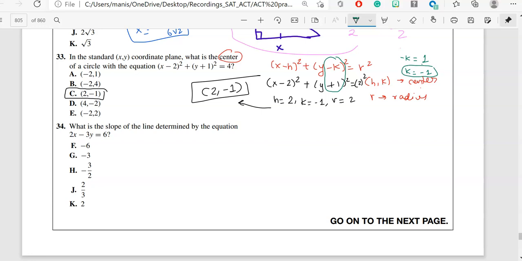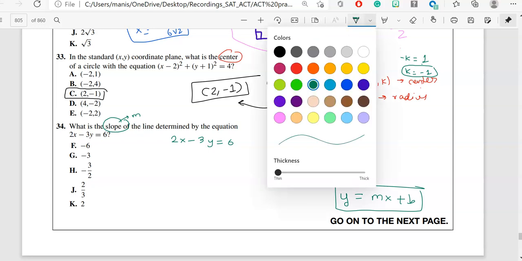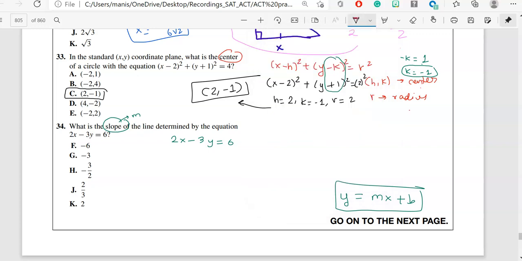Now let's go to the next problem. What is the slope of the line determined by the equation 2x minus 3y is equal to 6? Slope is represented by m. What is slope? Steepness of a line. So we have been given this equation 2x minus 3y is equal to 6. Usually I tell my students, always remember the equation of a line in slope intercept form. If you can change the given equation in this way, then we can easily find out the value of m. So what I need is y on one side, the rest on the other side.